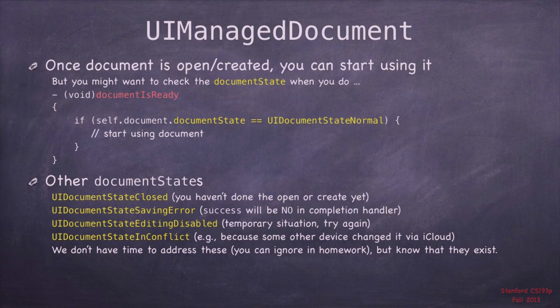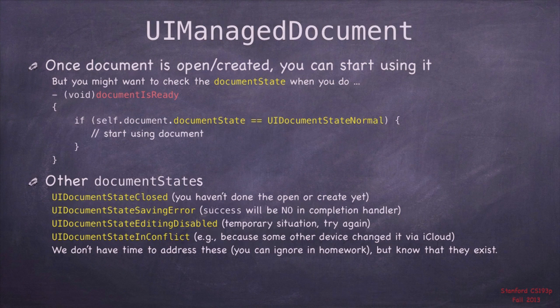Okay, so now what does that document is ready method look like? It looks something like this. One thing I might do at the beginning of my document is ready is check the state of the document to see if it's in the normal state. Normal state means this guy's ready to go. Okay? What other states could it be in? Well, it could be in the state closed. Closed means you haven't opened it yet or you haven't created it yet. In either case, it's going to be closed. You cannot use a document when it's in the closed state.